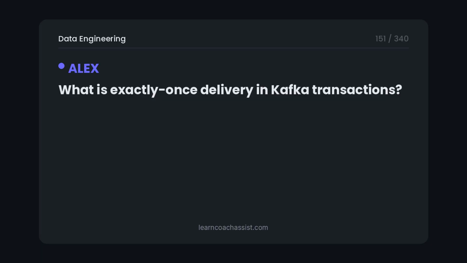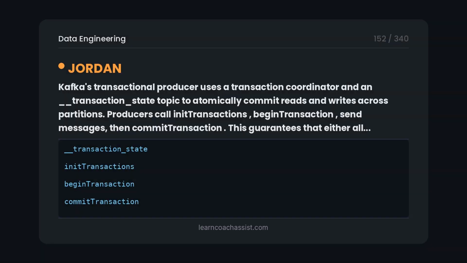What is exactly once delivery in Kafka transactions? Kafka's transactional producer uses a transaction coordinator and an __transaction_state topic to atomically commit reads and writes across partitions. Producers call init transactions, begin transaction, send messages, then commit transaction. This guarantees that either all messages in a transaction are visible to read-committed consumers, or none are.